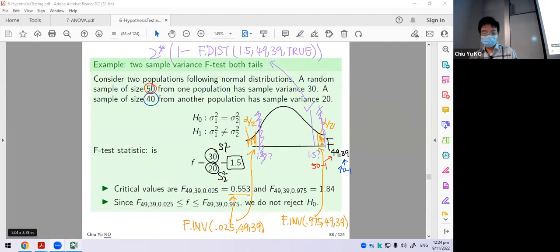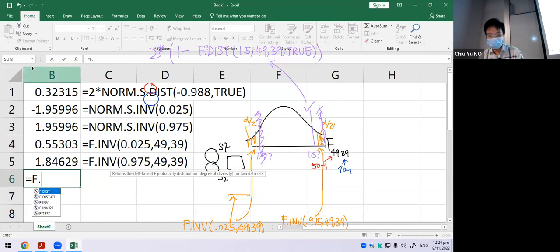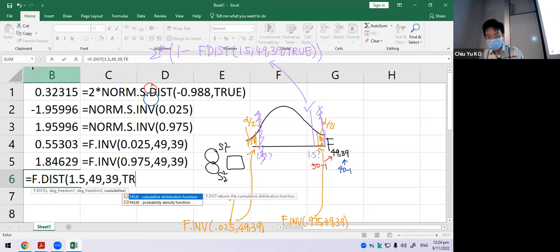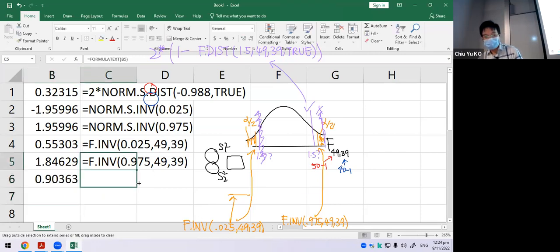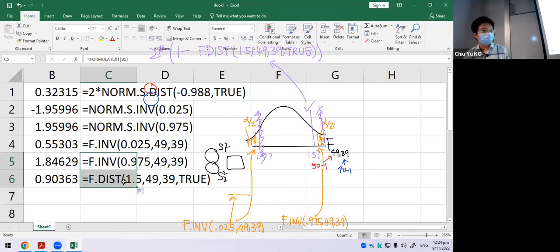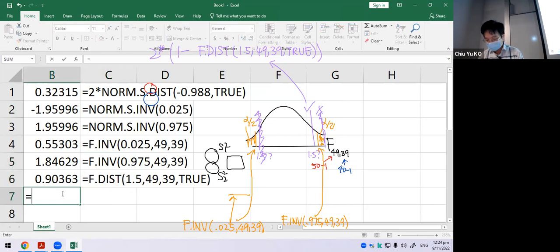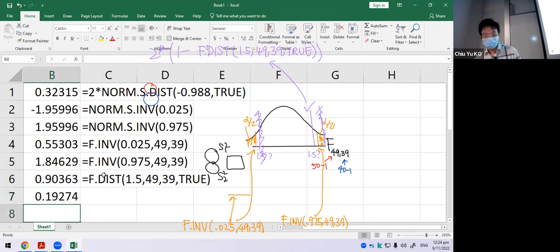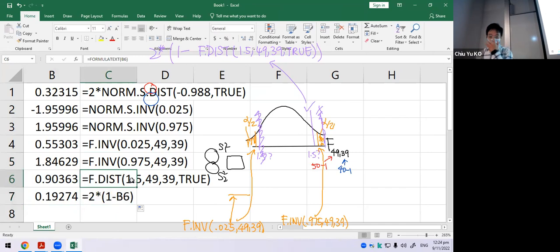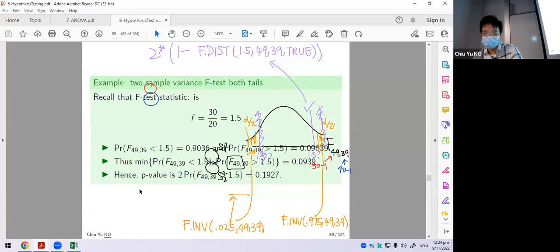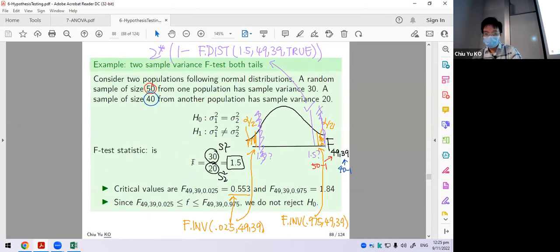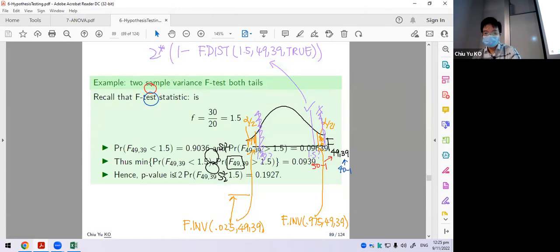So what I do is use F.DIST, 1.5, 49, 39, true. It turns out this is 0.9, so the left-hand side is 0.9. That's far away on the right tail, very close to the tail. So the p-value is 2 times 1 minus this value, which is close to 20%, so you still don't reject. I think this is already in the slide. That's why the formula I have is 2 times the minimum of the two sides.